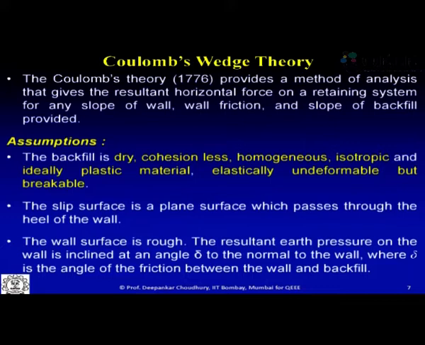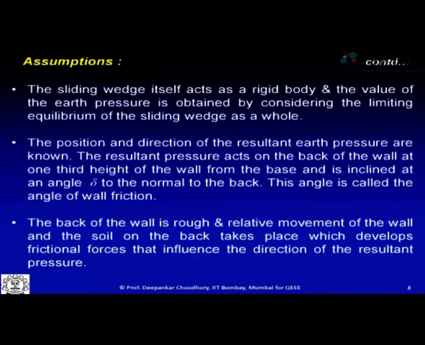So the resultant earth pressure on the wall is inclined at an angle of delta. This delta is called the friction angle between the two different materials, that is the wall material and the backfill soil. With respect to that angle delta and the normal to the wall, this earth pressure will act as per Coulomb's wedge theory. Also Coulomb assumed that the sliding wedge itself acts as a rigid body. That means it is a rigid body movement of one block over the other, and the value of the earth pressure is obtained by considering the limiting equilibrium condition of the sliding wedge as a whole with respect to the remaining portion of the soil.